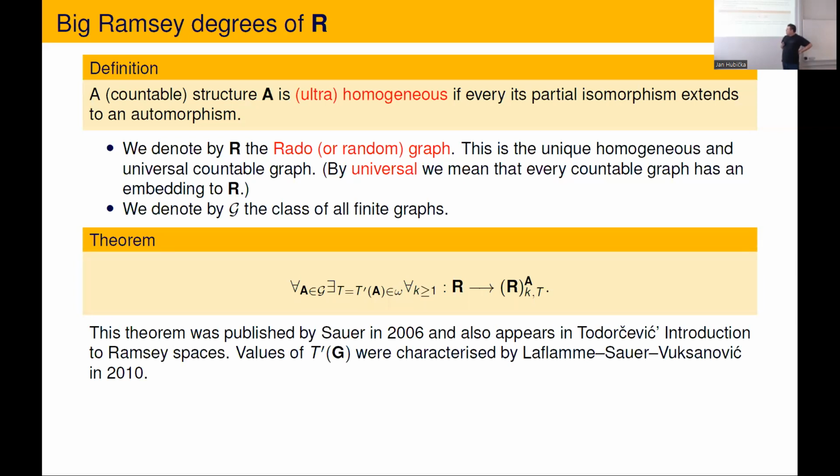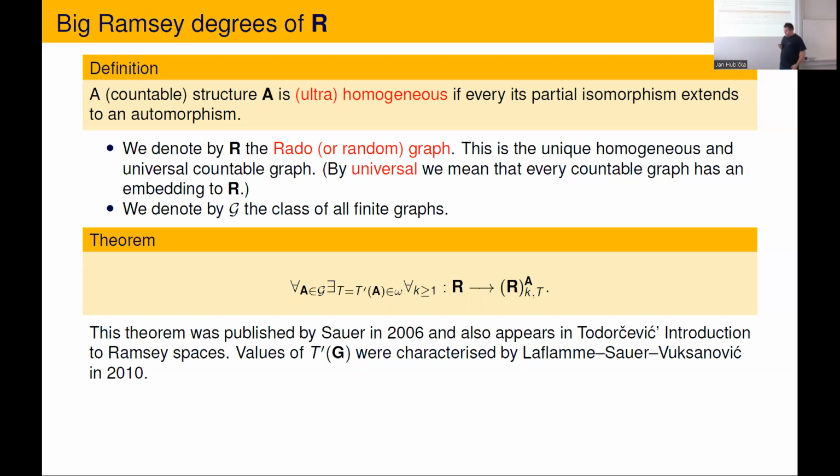You can generalize this theorem about orders to a theorem about graphs. So now G is the class of all finite graphs. Again, if I take any finite graph A, there exists some number T, which depends only on the graph itself, such that for any number of colors, if I'm coloring the copies of A inside of this graph R, which is very complicated because it contains any other graph, I'm able to find a copy of R which is hitting only T many colors. So this is a theorem of somewhat unknown origins.